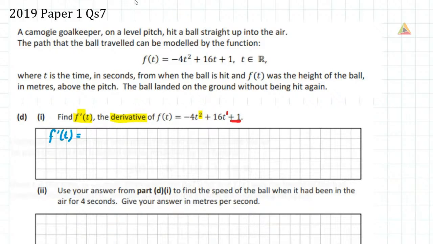But to differentiate or find f dashed of t, we're going to bring the power to the front. So minus 2 multiplied by 4t squared and reduce the power by 1, so minus 1. Plus, bring the power to the front, so I've written a 1, so that's my power of 1, multiplied by 16t to the 1 minus 1, and the plus 1 is going to become a 0 when we differentiate.